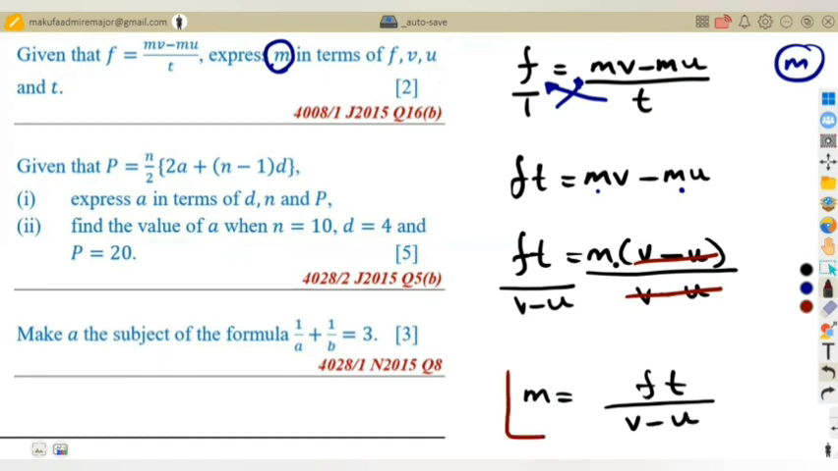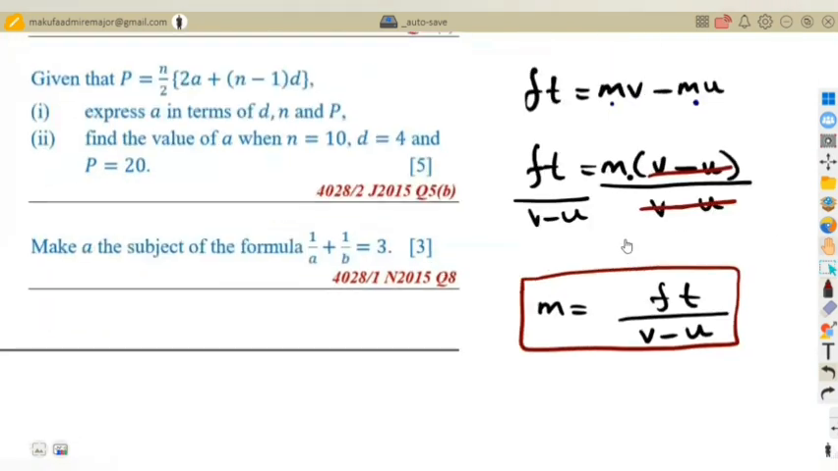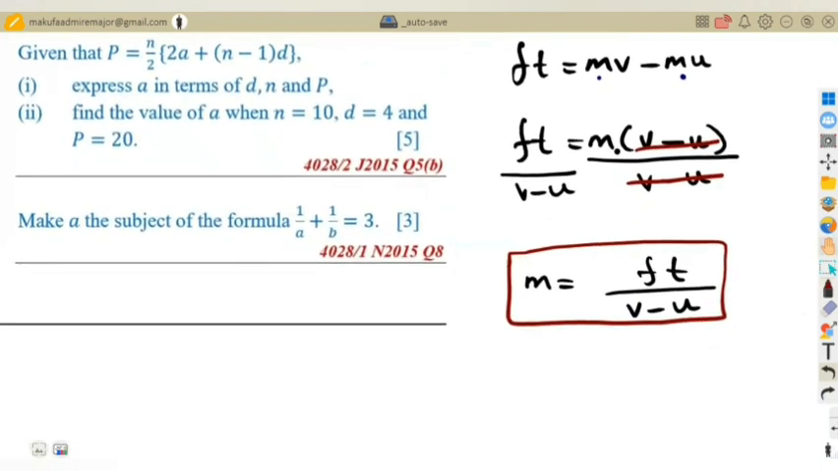So we are now having m as subject written in terms of f, written in terms of v, written in terms of u, written in terms of t. That's what they are trying to say. Make x the subject in that manner.